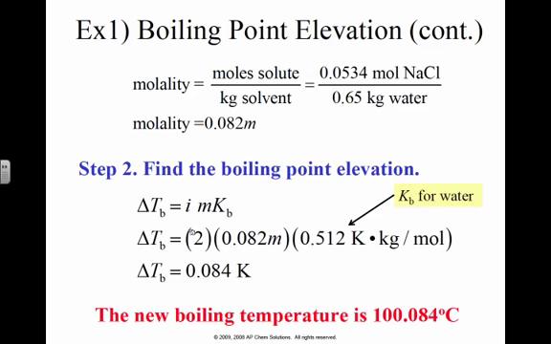So I plug in my van 't Hoff factor, I plug in the molality, and I plug in my constant, which I will always give you, and I get a change in boiling temperature of 0.084. So the new boiling temperature of water is not 100 anymore, but 100.084. Boiling point elevation. It went up.